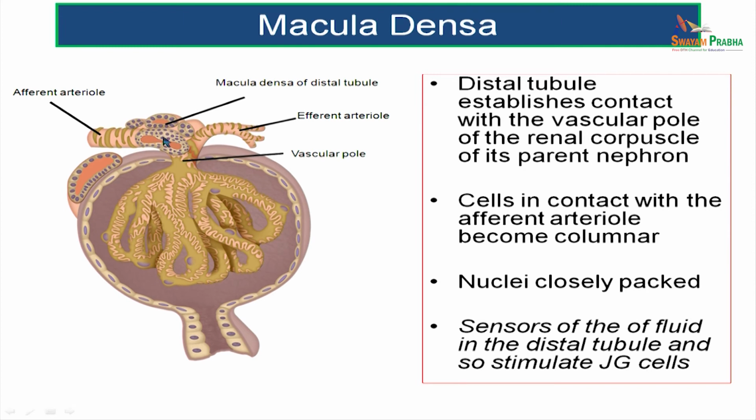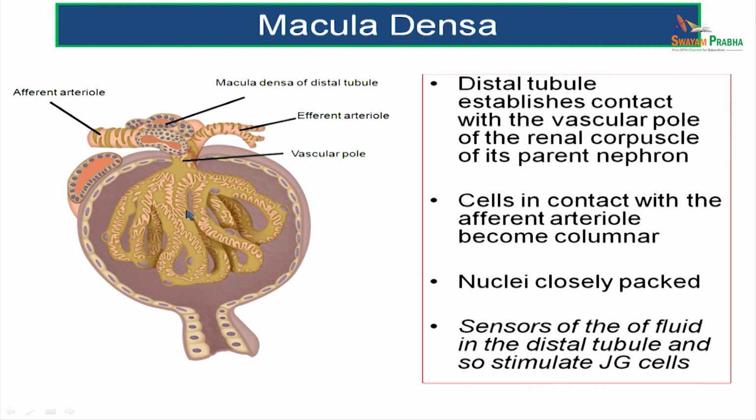So, the cells in contact with the afferent arteriole, this is afferent arteriole, become columnar in the wall of the distal convoluted tubule. The nuclei become closely packed. This is called as macula densa. This is nothing but the distal tubule, the cells in contact with afferent arteriole become columnar and nuclei become closely packed, that is your macula densa.